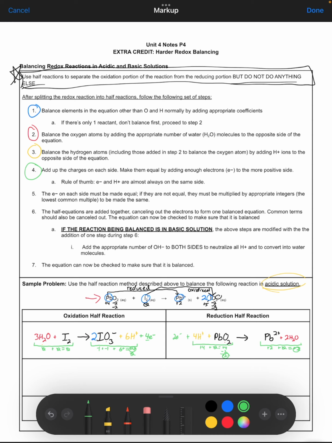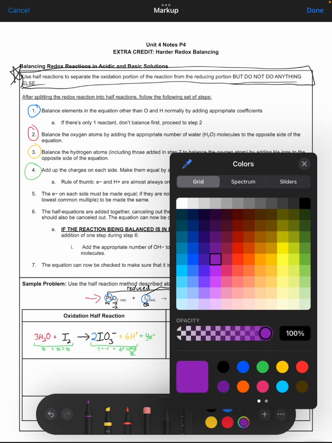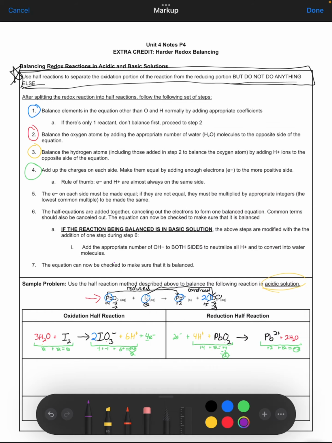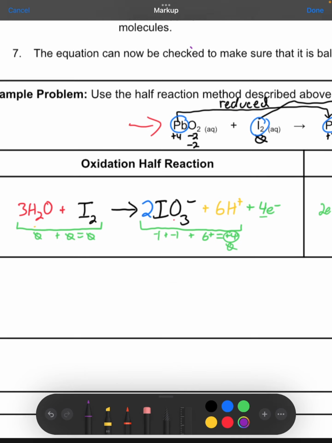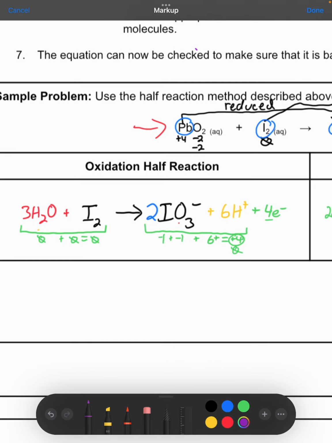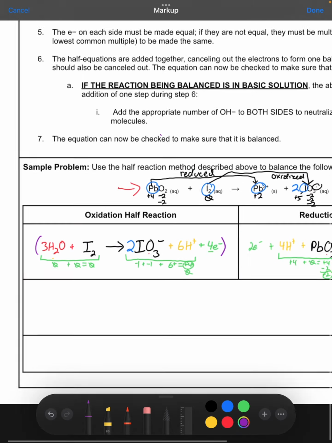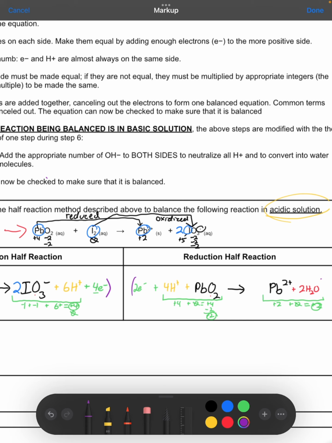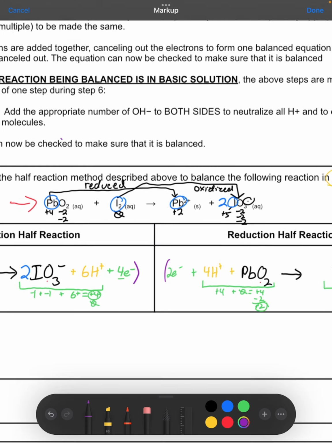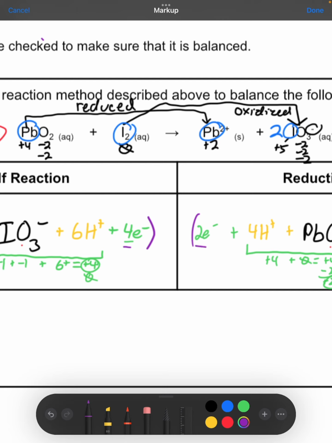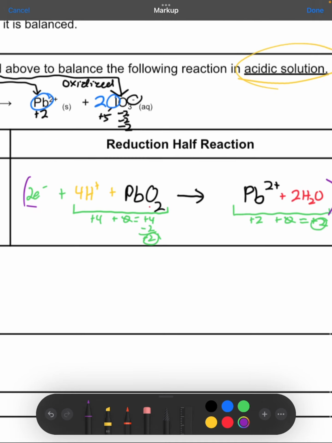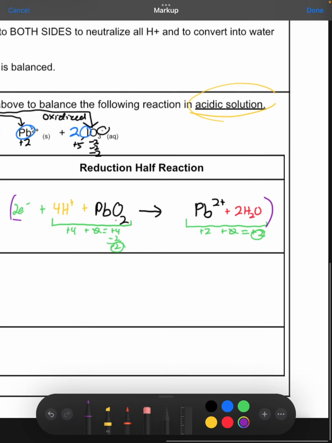And if they are not equal, then they must be multiplied by the appropriate integers or lowest common multiple to be made the same. So in this instance, I am doing the thing that you did already in balancing these in neutral solutions. I'm just multiplying the entire side of the equation by an integer to make sure that those electron amounts match. So looking at the 2 electron values that I've added, 4 and 2, those do not match. So to make them match, I'm going to multiply the entire right-hand side of this equation by 2.